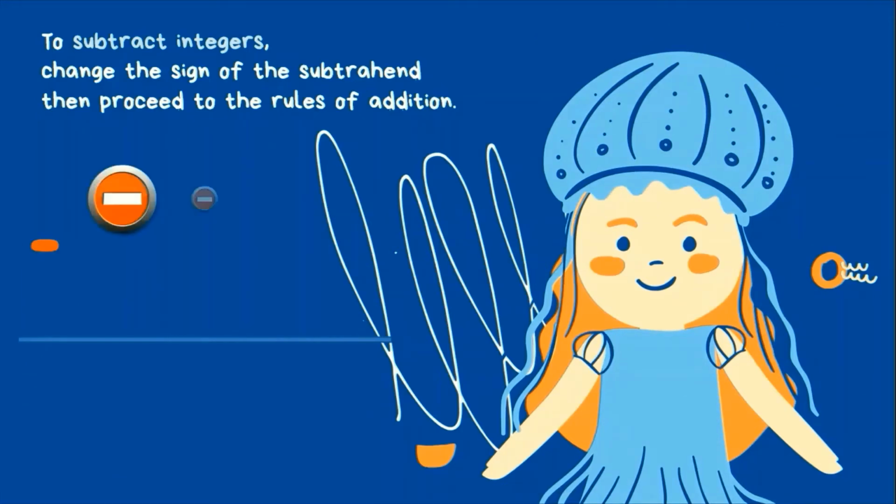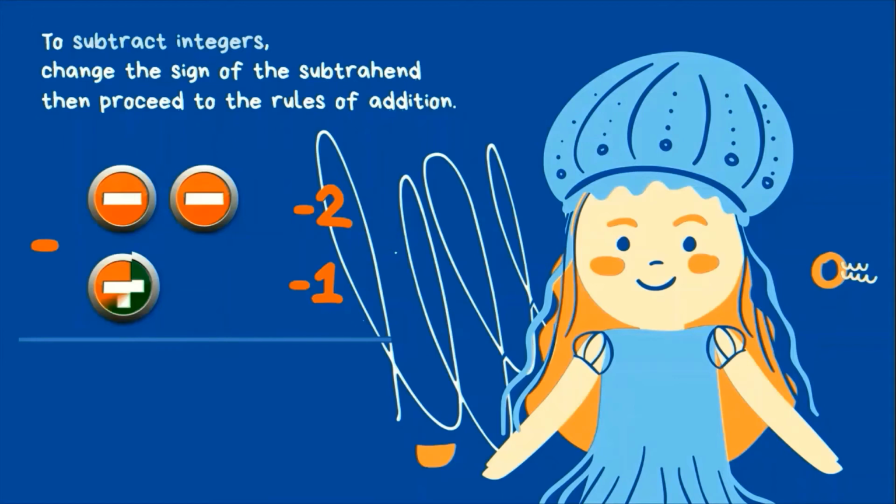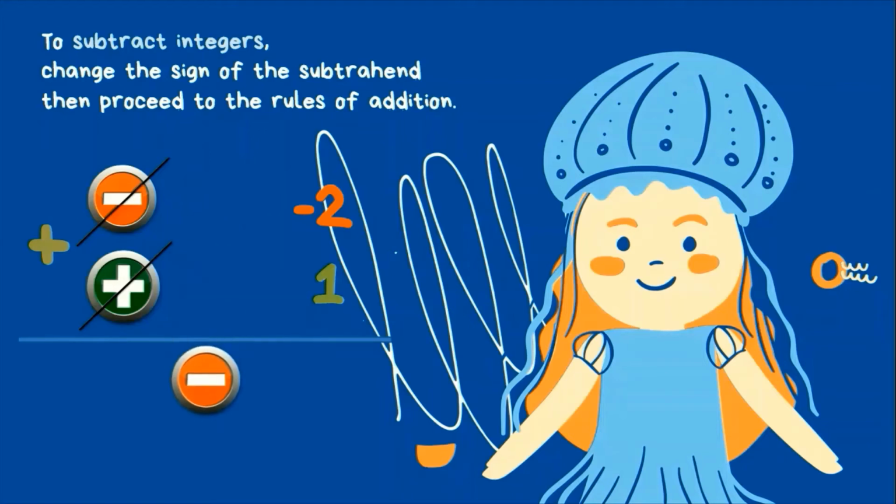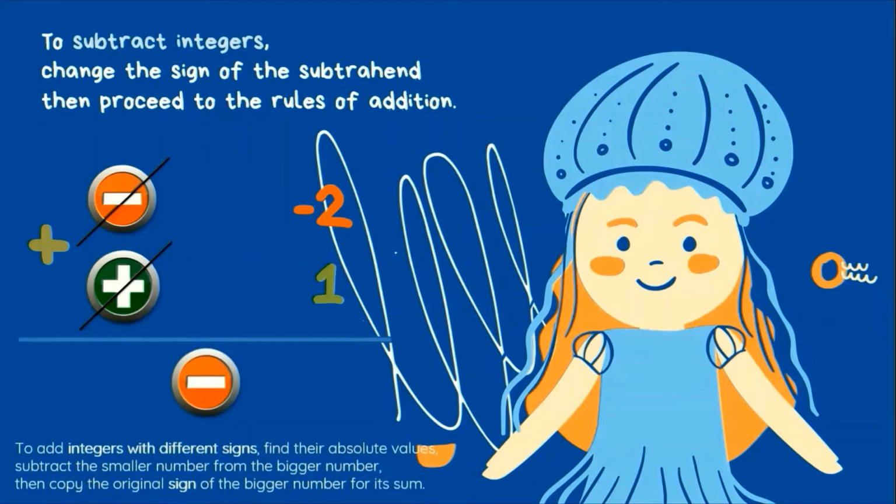Another example, if we have here negative 2 minus negative 1, change the sign of the subtrahend from negative to positive. Negative 1 magiging positive 1. Si minus sign magiging plus. Applying the rules of addition, since meron tayong zero pair, sila ay makakancel out. Ang matitira yung ating sagot, which is negative 1.